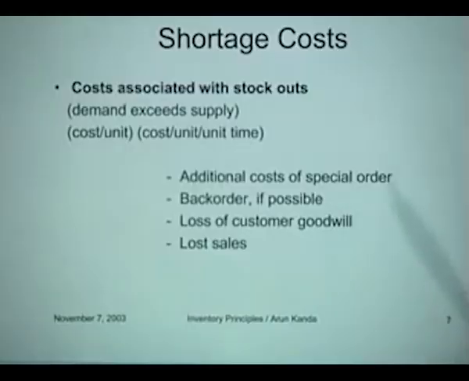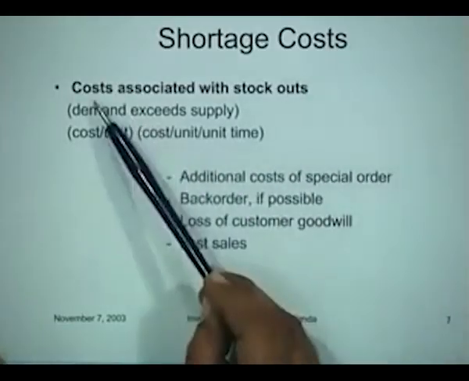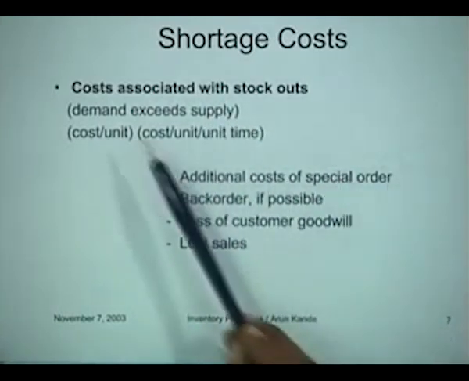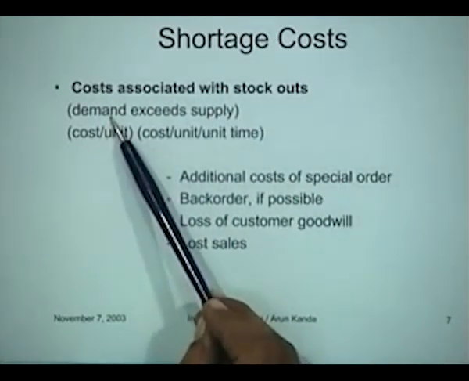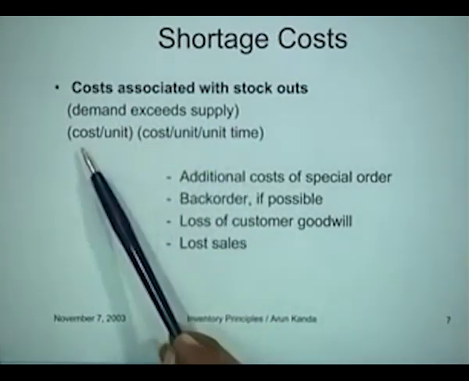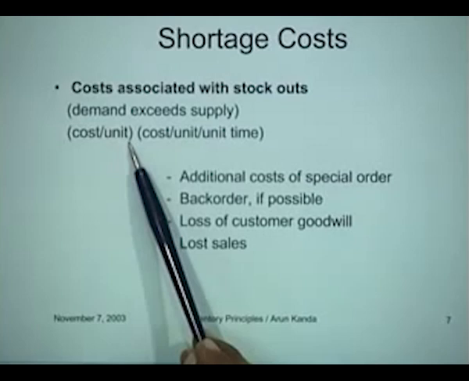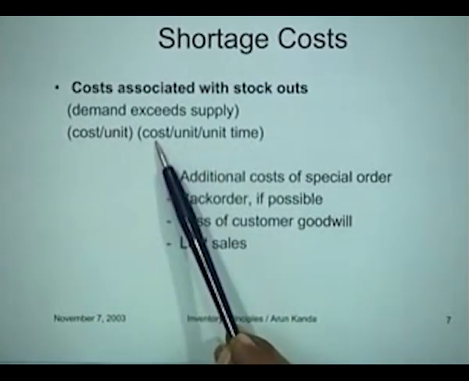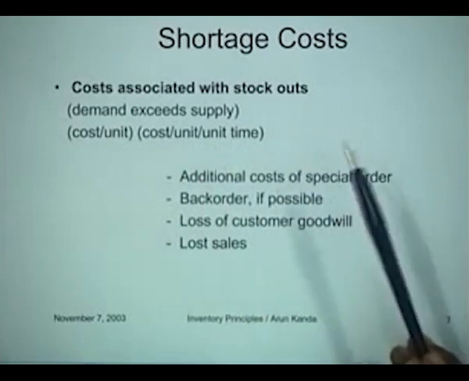We may then talk about shortage costs. These are costs associated with stockouts. That is, we are talking about a situation where the demand exceeds the supply. And therefore, if it's a lost sale, it would be in the nature of cost per unit. And if it is a back order, then it would be in the nature of cost per unit time.